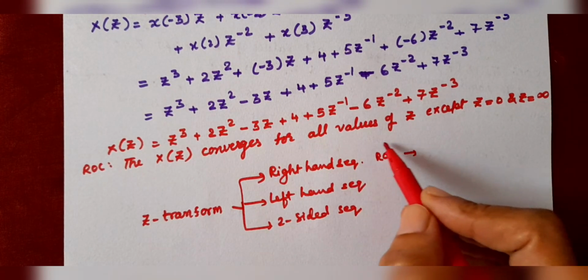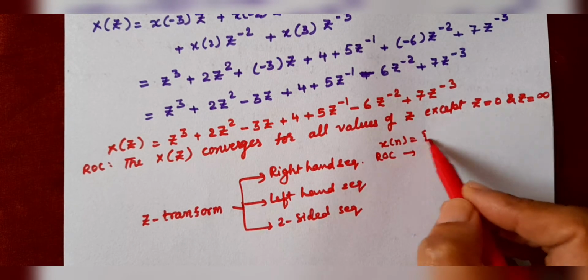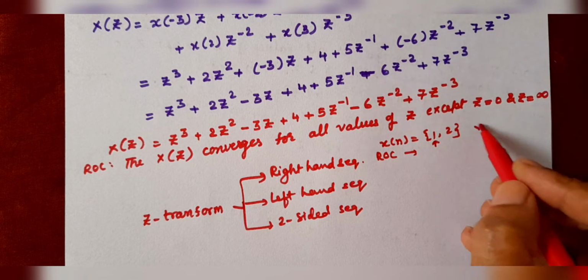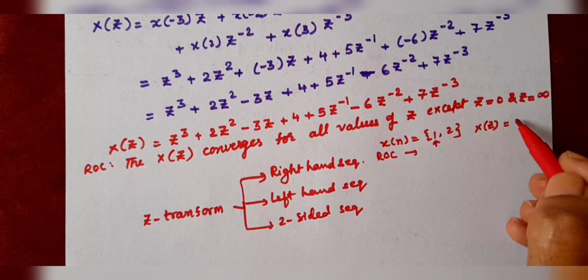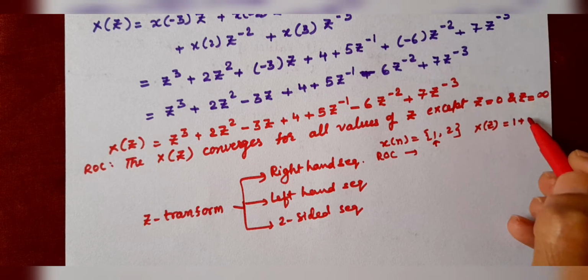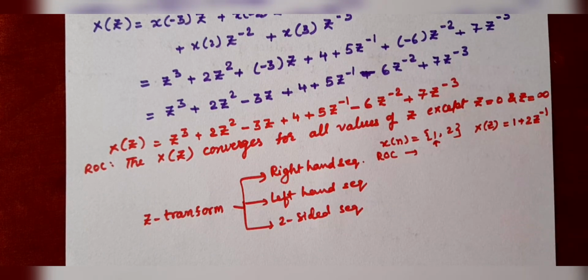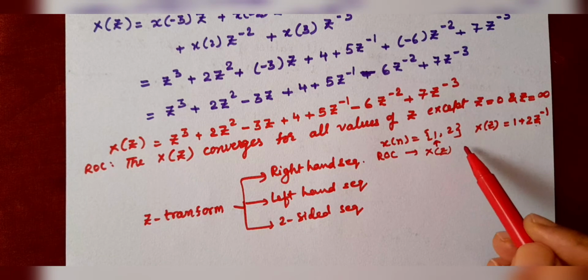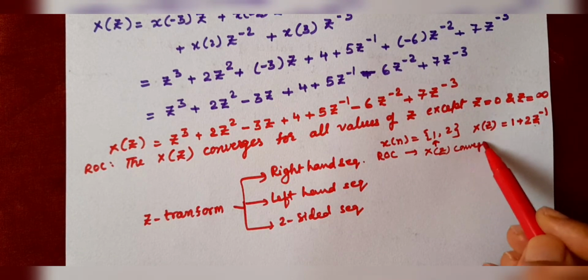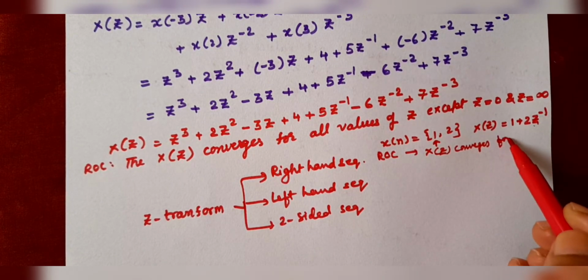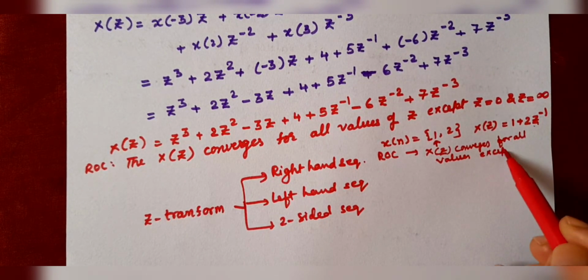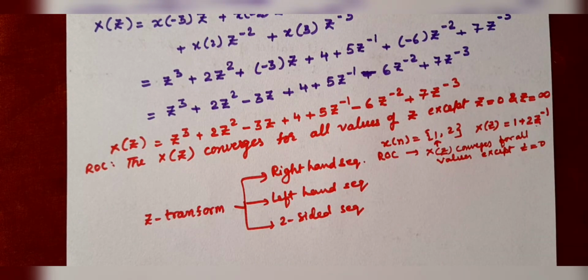If x of n is equal to 1 and 2. Okay. So what is x of z coming to be here? 1 plus 2z to the power of minus 1. So if you put z is equal to 0 here, it will become infinity. So ROC is x of z converges for all values except z is equal to 0.